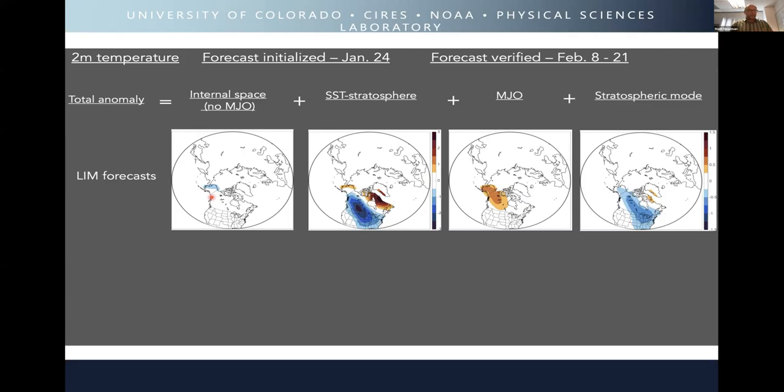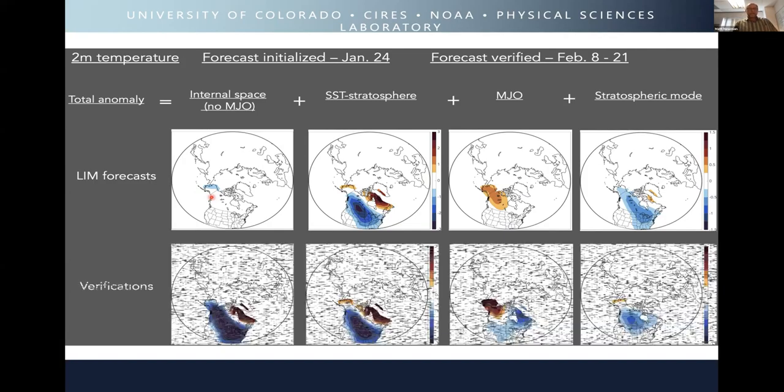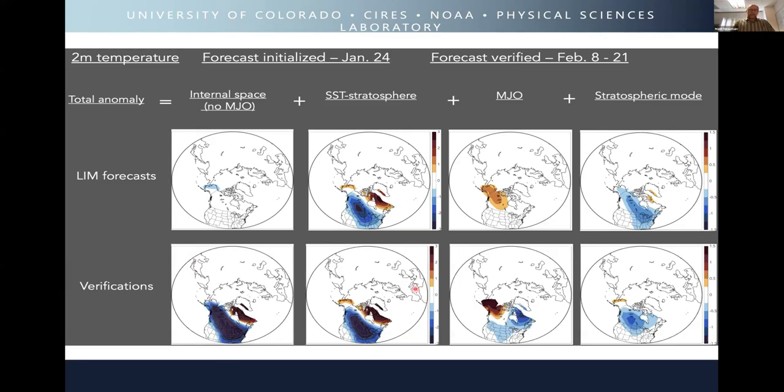Notice, by the way, that these amplitudes here are double this. So these are even weaker relative to this than just the colors make it look. In the internal space, obviously, there's not much. Again, we're not really expecting there to be much predictability on weeks 3 and 4 in the internal subspace. But of course, there can be a large amplitude. Just because we can't predict it doesn't mean it's not there. And in fact, we saw that.